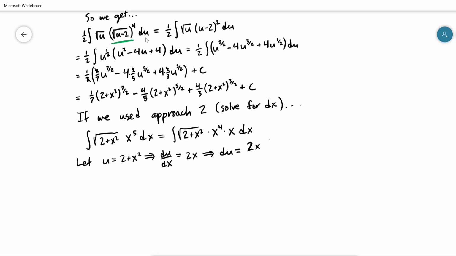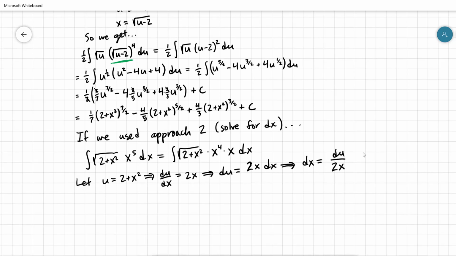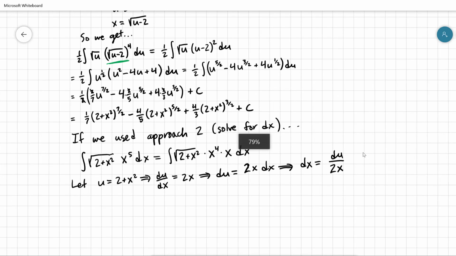2x times dx. But now we go one step further and we solve for dx, and we find that dx is equal to, in this case, du over 2x. And we immediately have something that involves a mix of both u and x, and I'm not going to be able to find an instantaneous way to deal with all of this.